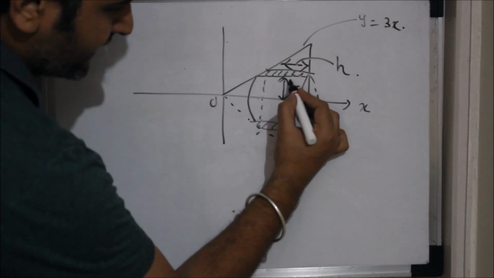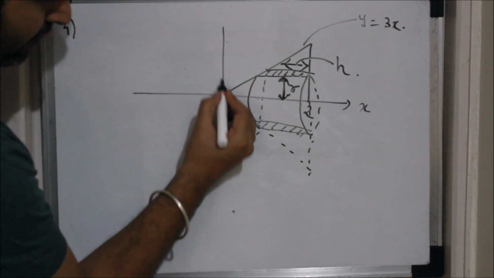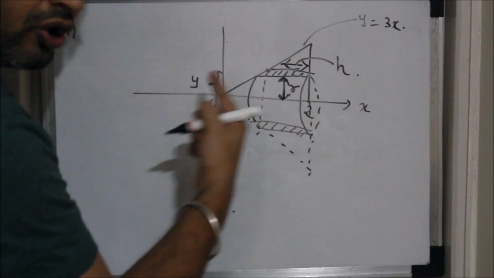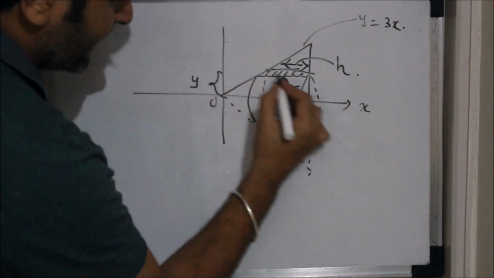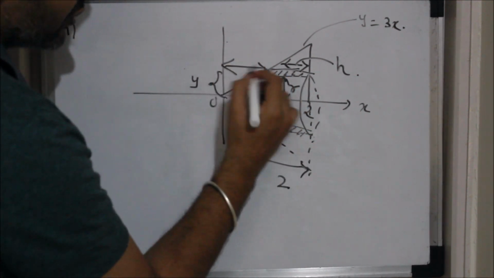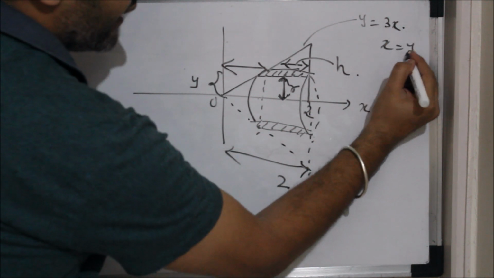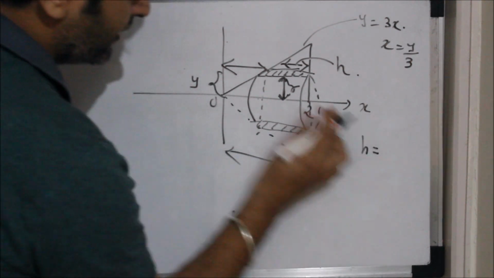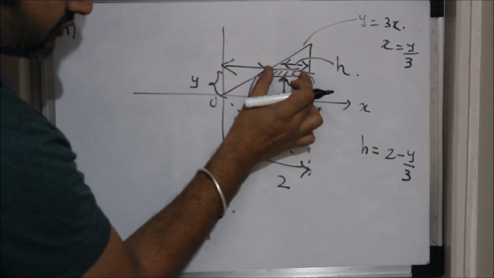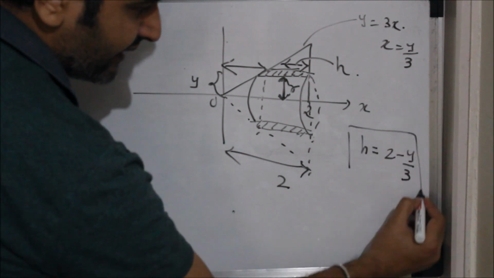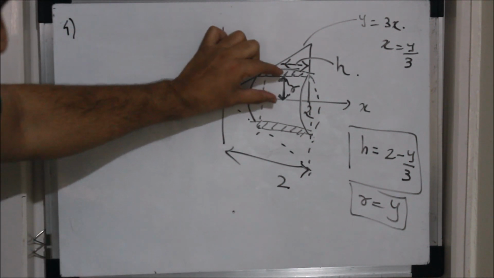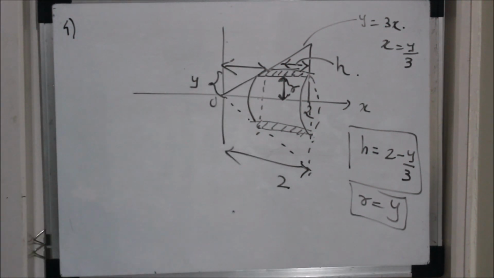What is radius? As you can see, radius is nothing but the vertical distance from origin. What is the vertical distance from origin? y. And what is my height? Height is nothing but the horizontal distance. What is the horizontal distance? It is this whole distance, which is nothing but 2, minus this much distance. So what is my x? x is nothing but y by 3. So height is nothing but 2 minus y by 3, because this much is 2, this is y by 3. So this is the remaining height, which is 2 minus y by 3, and my radius is nothing but y, because it is the vertical distance from origin. So my radius is y.